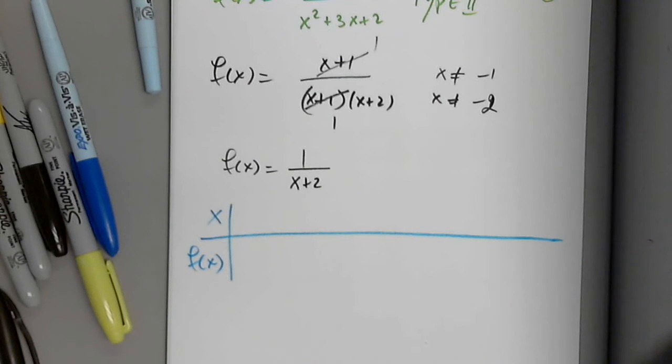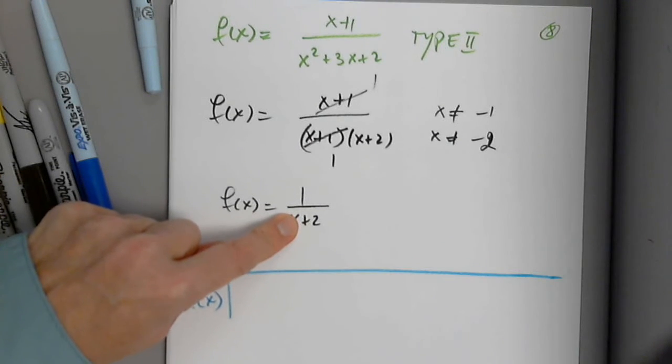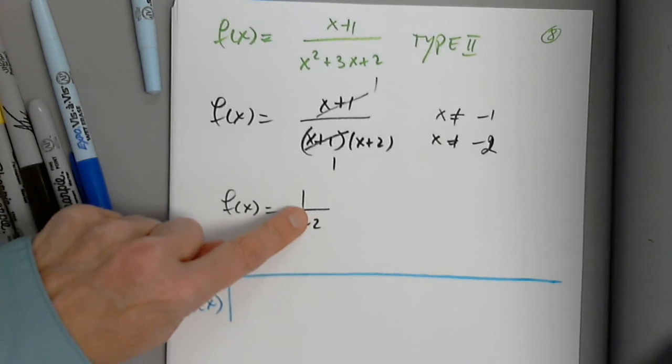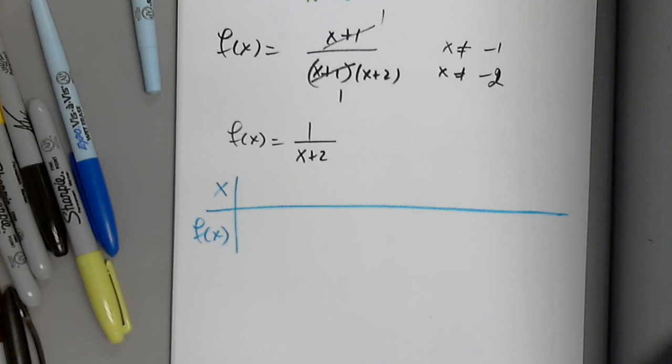Okay, so let's start with the domain. What is the domain of this function? And remember, we're not graphing this. It turns out that it's simplified. Now, we're not graphing this, we're graphing this. So please tell me what is the domain of this function.